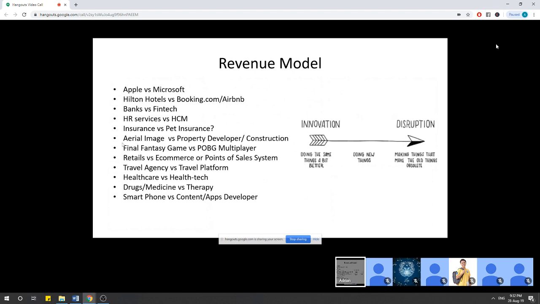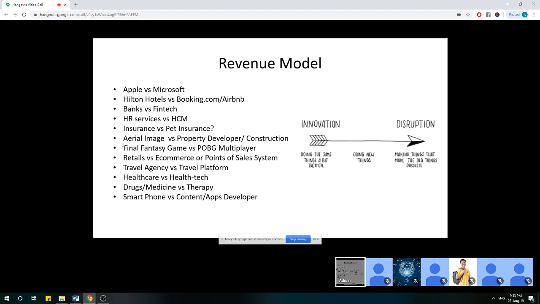And then also Hilton Hotel versus today's Booking.com and Airbnb, banks versus fintech. Today you can see fintech has a higher valuation compared to banks, and HR service versus human capital management software. Then insurance versus the newly emerging category of insurance, so-called pet insurance. And also traditional property developers or the construction industry versus aerial image technology, which can help construction and engineering to budget the cost before they start the project. And then even Final Fantasy, the famous single-player game released last time, versus today's PUBG multiplayer game. And also retail versus e-commerce or point of sale systems.